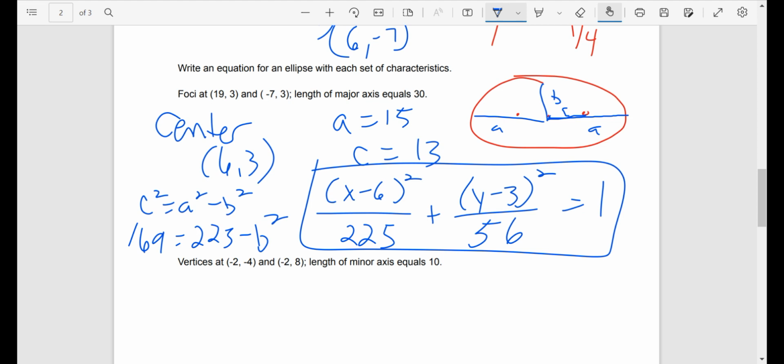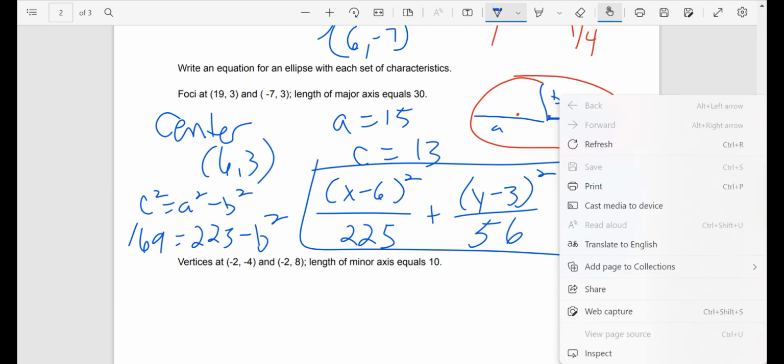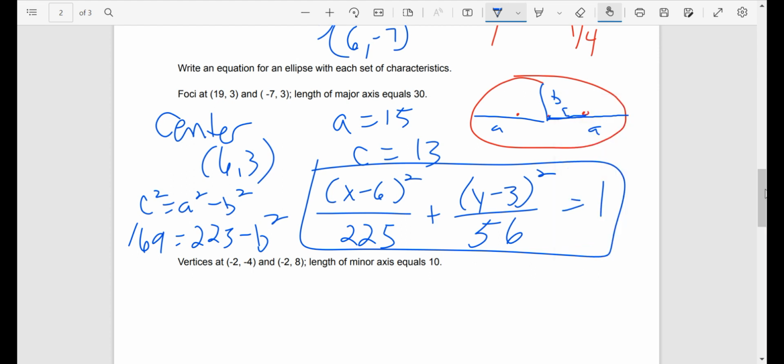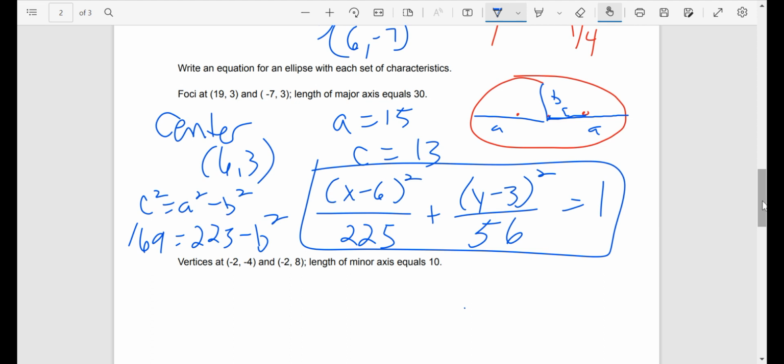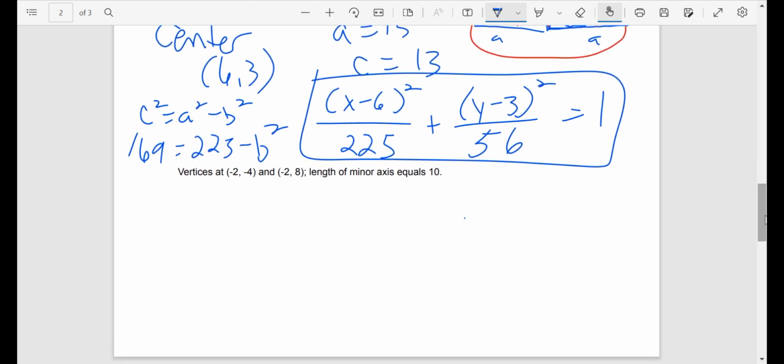Next, what do we have here? So we have a minor axis length of 10. So minor axis is equal to 2b. Okay? So if I know the minor axis length is 10, that means I know my b is equal to 5.